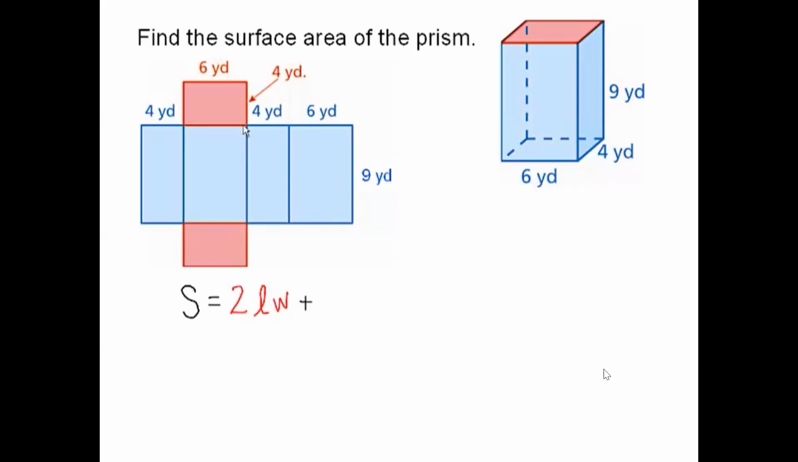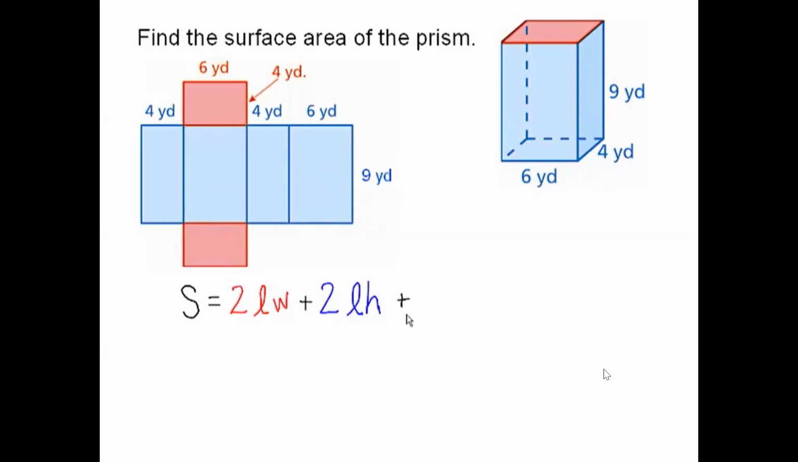As you can see, we have another 2 rectangles that are the same. They have the dimensions 6 yards by 9 yards. So again, we will start by multiplying by 2, and 6 is our length, and 9 yards, back on our original prism, is the height. So again, we found the area of these 2 rectangles.